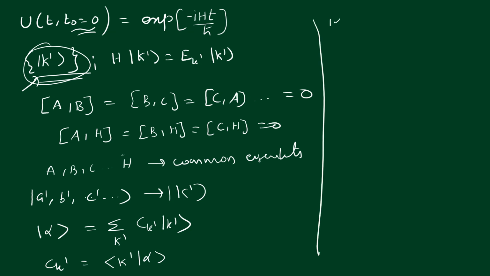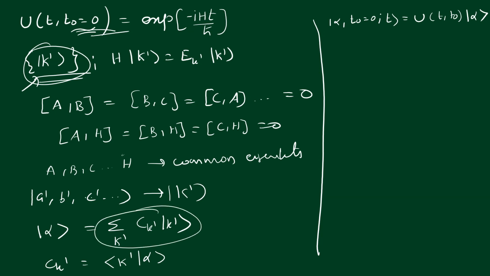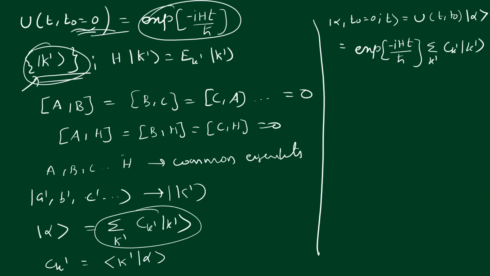Now, in order to find the ket at a later time, ket alpha comma t0 equal to 0, at time t, you just apply the time evolution operator on the initial ket. So you can write this as U of t comma t0 acting on ket alpha, or ket alpha comma t0. Now we can use this expansion and this form of the time evolution operator. So this is equal to exponential minus iHt divided by h bar acting on the sum over k prime ck prime ket k prime.